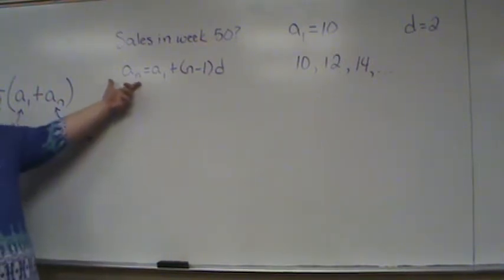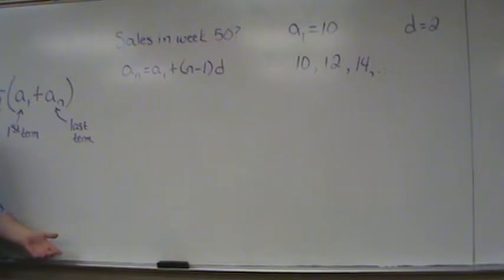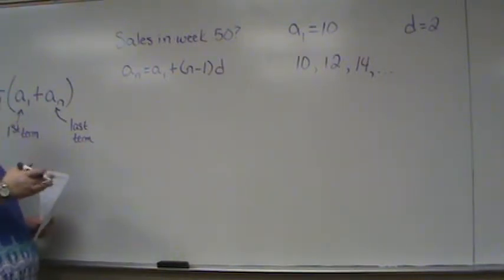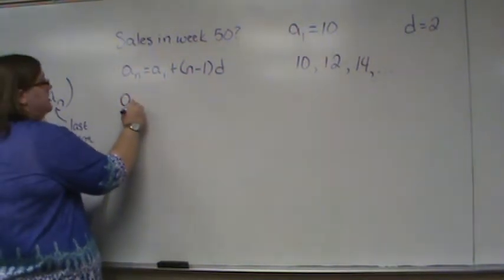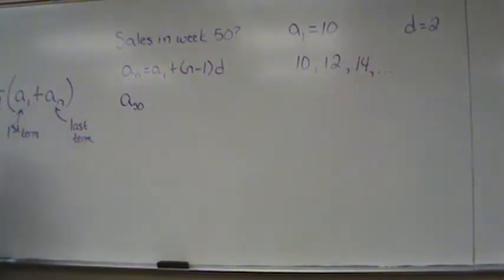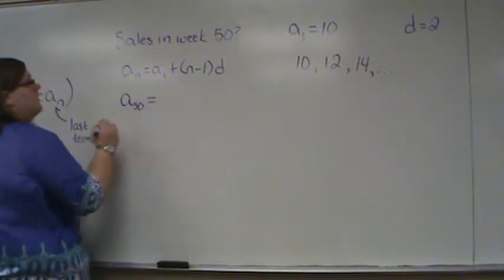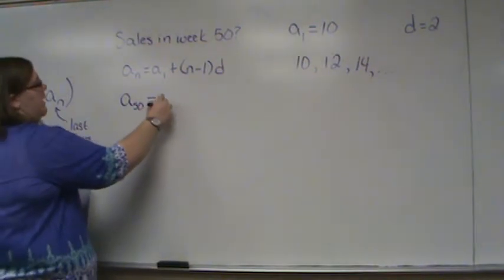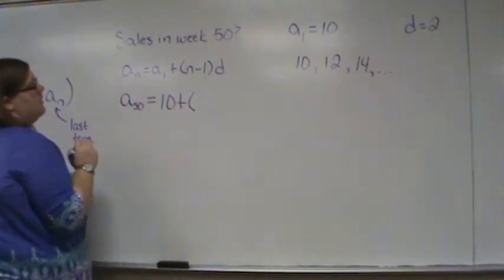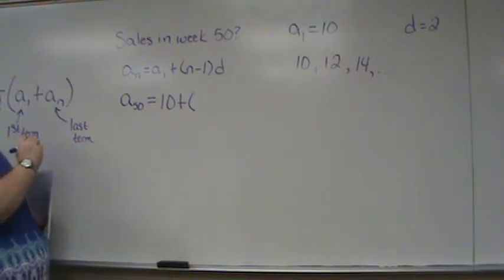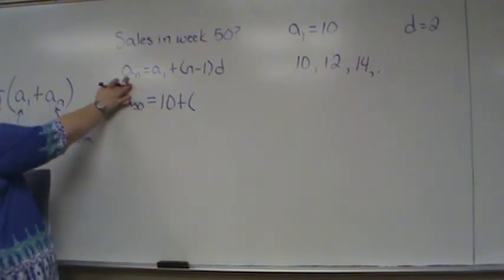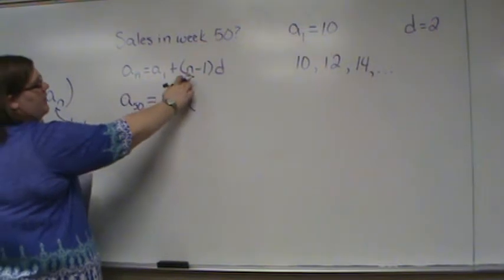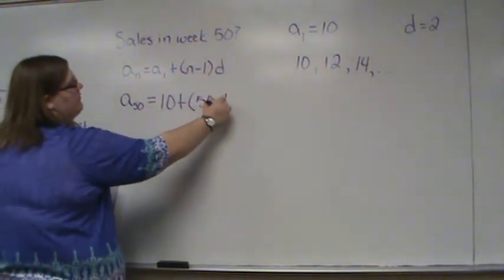But more specifically, what's our n value going to be? It's going to be 50, because this is giving us our 50th term. So we're looking for a sub 50. That's what we're solving for. You told me that our a1 value was 10. So what's our n value? It's 50. We're looking for a sub 50, our 50th term.